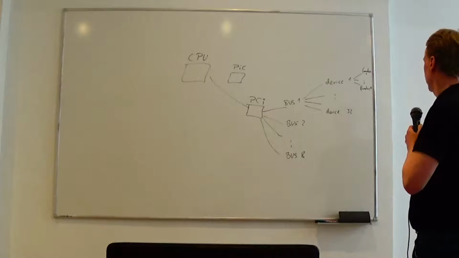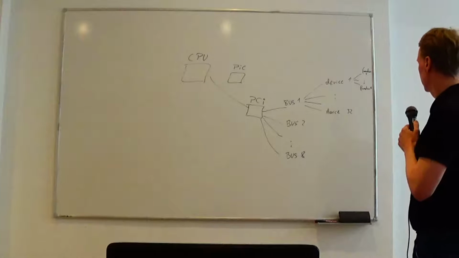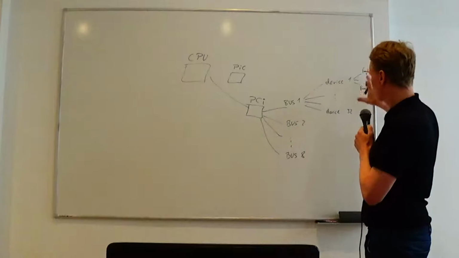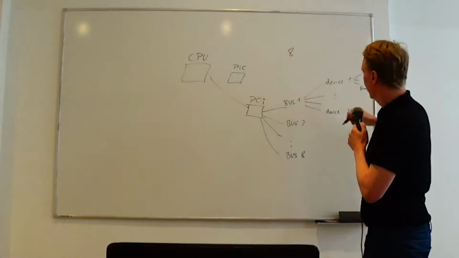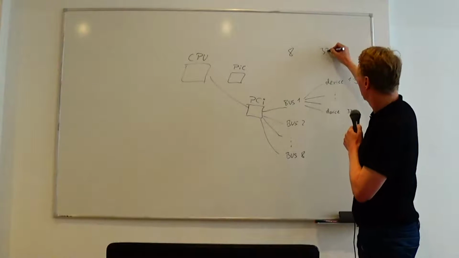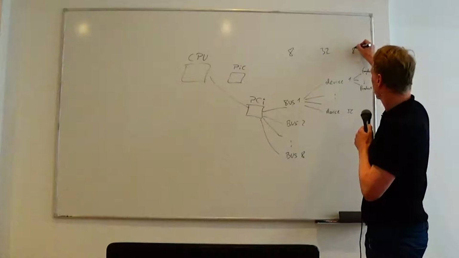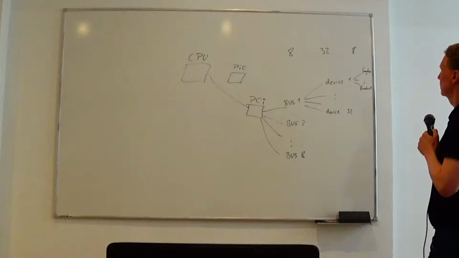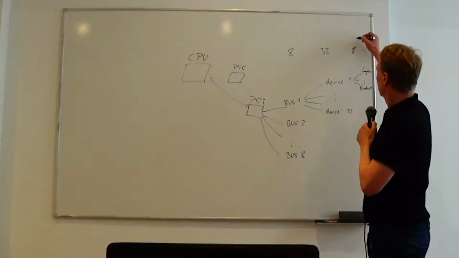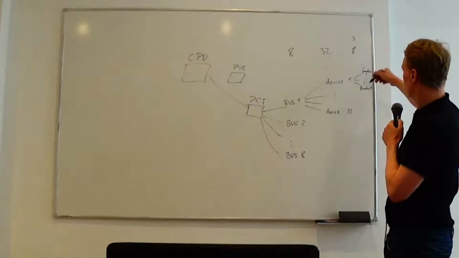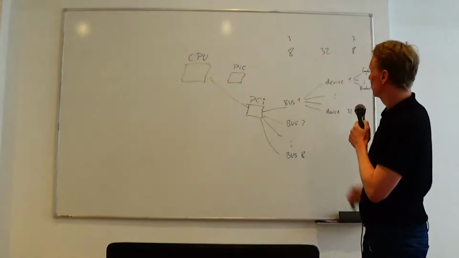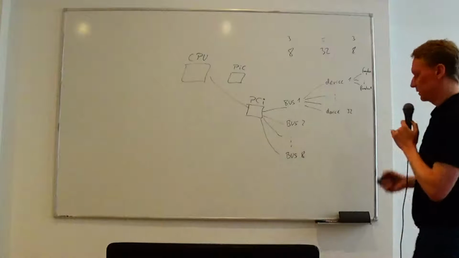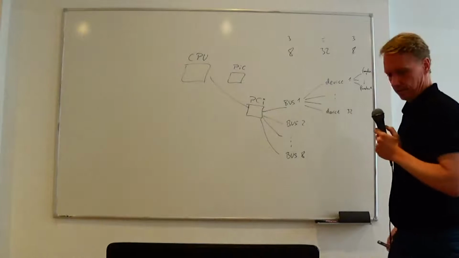Okay, so to put this together, we have 8 buses, 32 devices each, and 8 functions each. So you will need 3 bits to encode the function, 3 bits to encode the bus, and 5 bits to encode the device number. Okay.